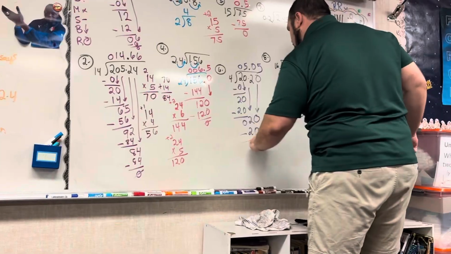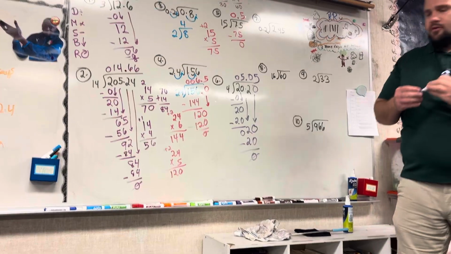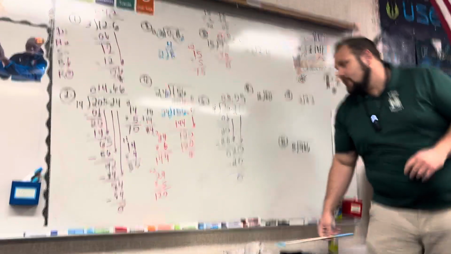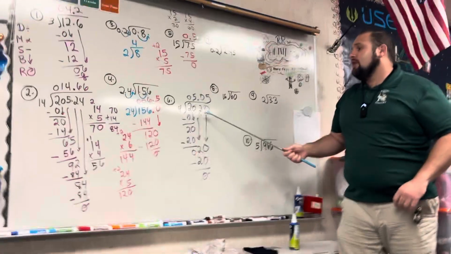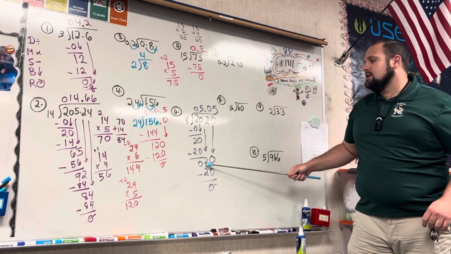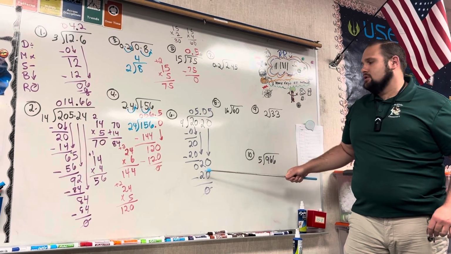4 times 5 is 20. You got 0 left over. Okay? So your answer is going to be 5.05. Once again, when you bring down the 2, you have 2. You have to say, how many times does 4 go into this number? Has to be 0 because it's too small.